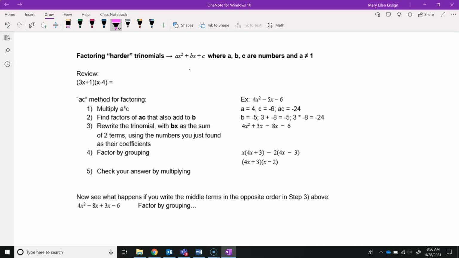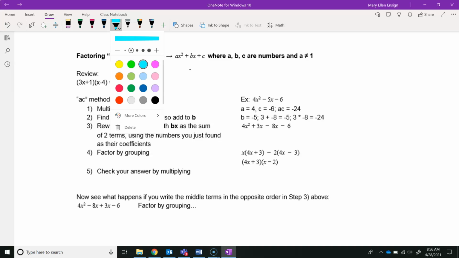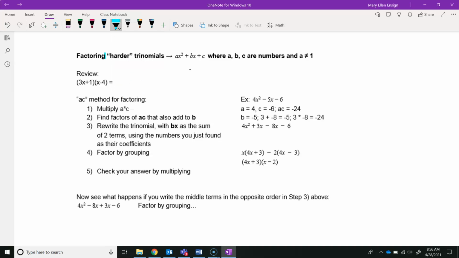Okay, so that factoring by grouping, sometimes we use it on its own, and it's also part of this next type of factoring. So we are talking now about factoring harder trinomials, okay? So what do we mean by harder trinomials? Well, here's my standard form for trinomials, ax squared plus bx plus c. A, b, and c are numbers. This is all like before, but now a is not equal to 1. So what does that mean?